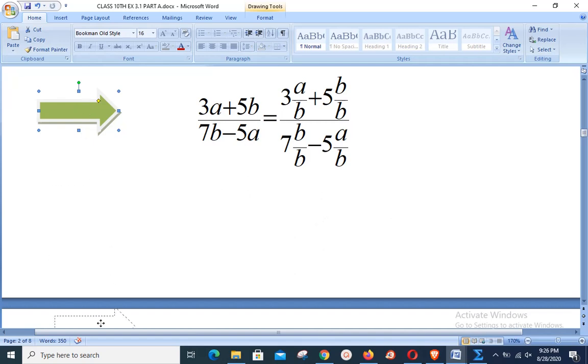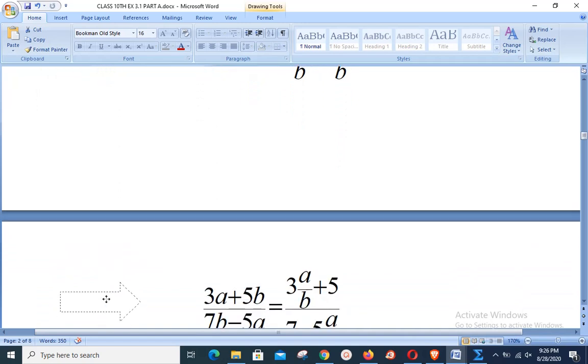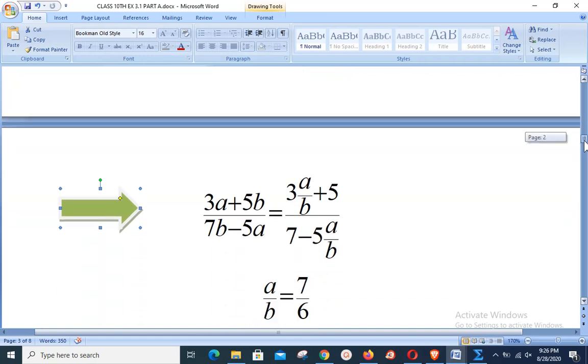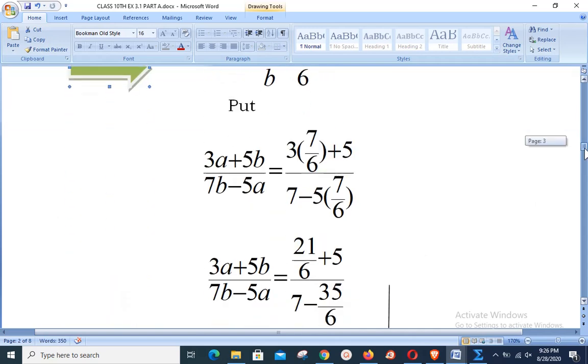So we will make use of the value a over b as 7 over 6. In the first step we are left with 3 into a over b plus 5, where b over b cancelled. Likewise, in the denominator, the first term 7b over b cancelled, and we are left with only 7 minus 5 a over b. Using a over b is equal to 7 over 6, we get 3 into 7 over 6 plus 5, whole over 7 minus 5 into 7 over 6. Viewers, here you may cancel 3 and 6, but if you don't cancel, the solution will remain very easy.